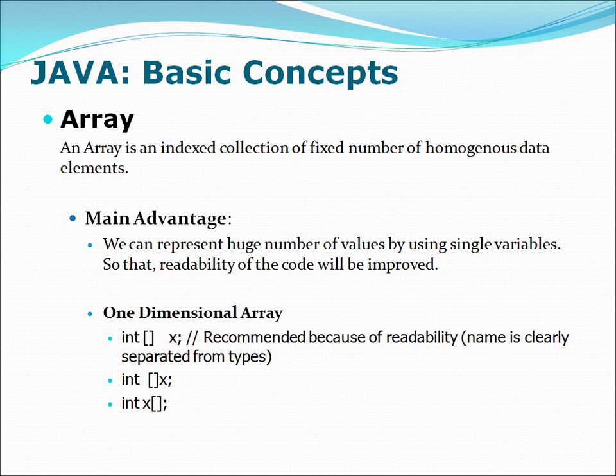So an array is an indexed collection of a fixed number of homogeneous data elements. Indexed collection, what does that mean? It will take care of the index: 0, 1, 2, 3. It will keep taking your index. So what is an array? If somebody asks, it is nothing but an indexed collection of a fixed number of homogeneous data elements.